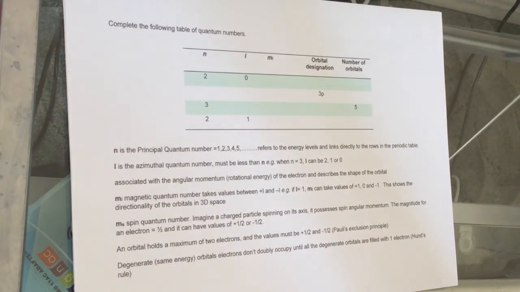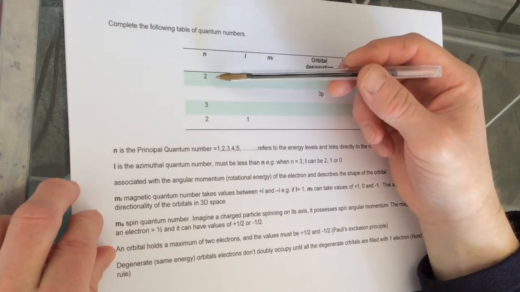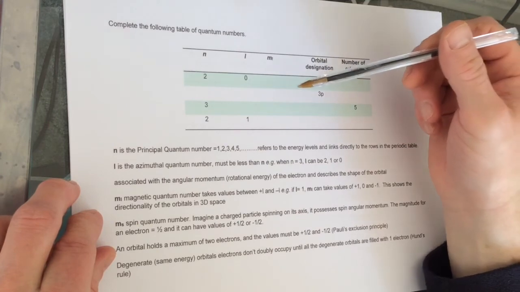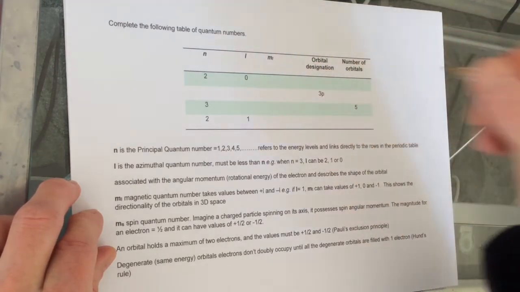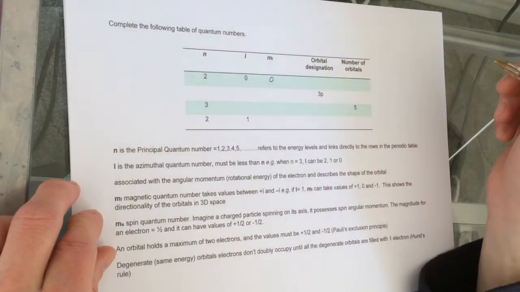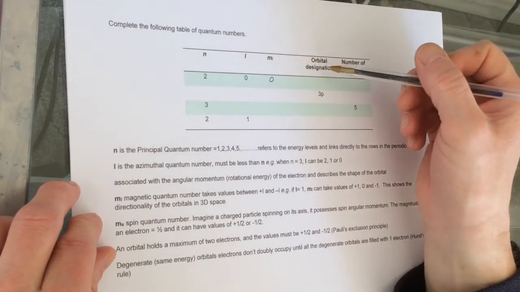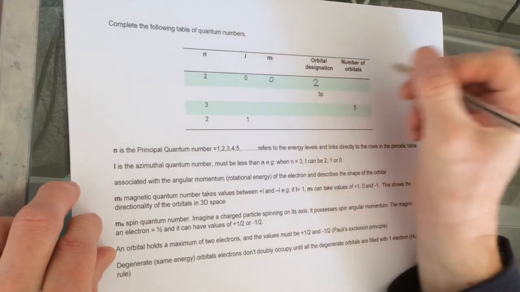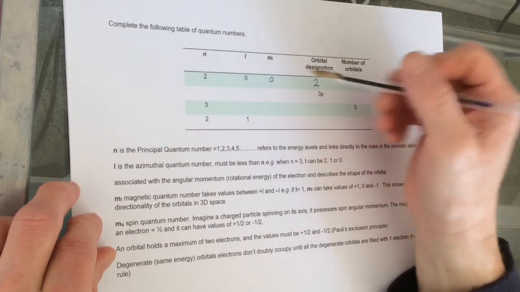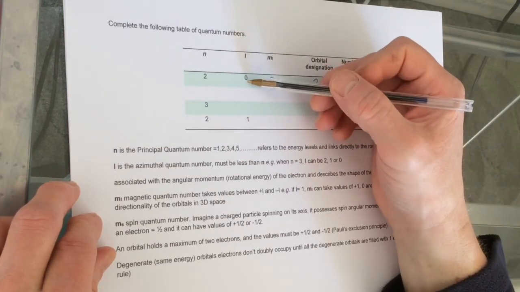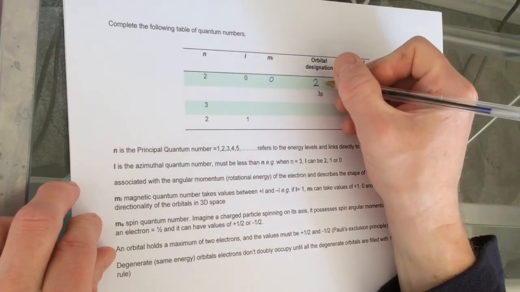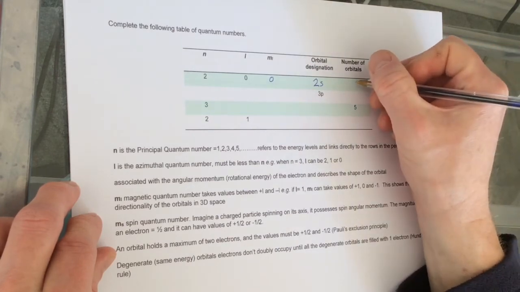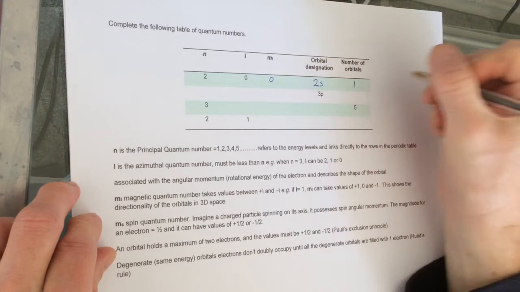So the first one in the table has n equals 2, L equals 0. So ML can only be 0. And orbital designation, remember, is first the principal quantum number, and then the name of the orbital is the next one, which is the L value. So for an L value of 0, that equates to our letter S. So the number of orbitals is going to be 1, because there's only one value of ML.